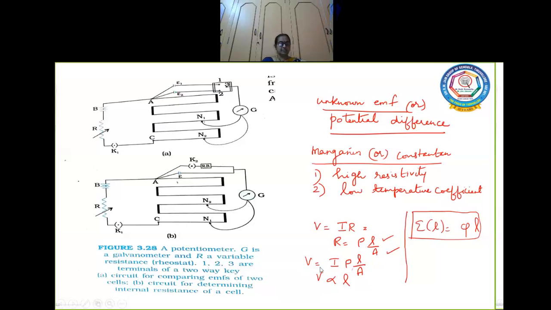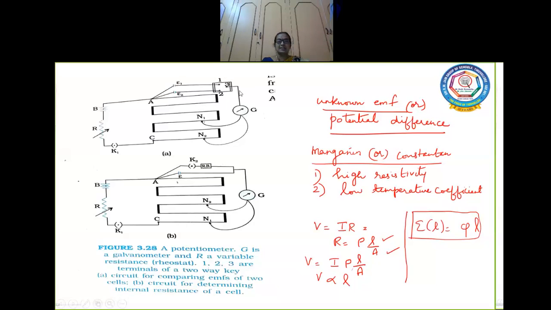Okay, so the first diagram here, there are two diagrams here, children. The first diagram shows how a potentiometer is used to compare the EMF of two cells whose EMF is psi1 and psi2. Look at the diagram here. There are two cells that are connected. If we want to compare the EMF of these two cells, they are connected like this from A, and the points that are marked here. Now this is 1, 2, 3.